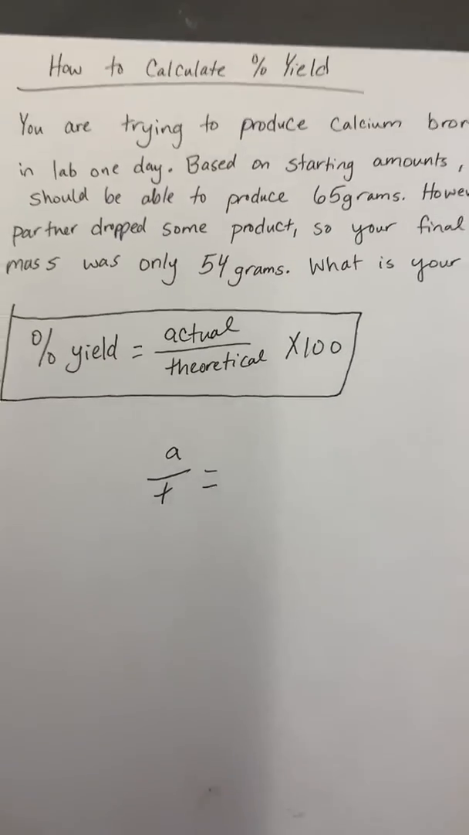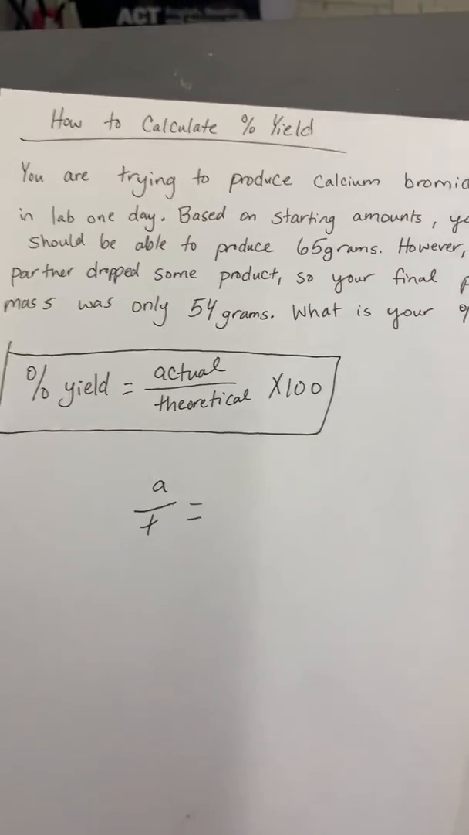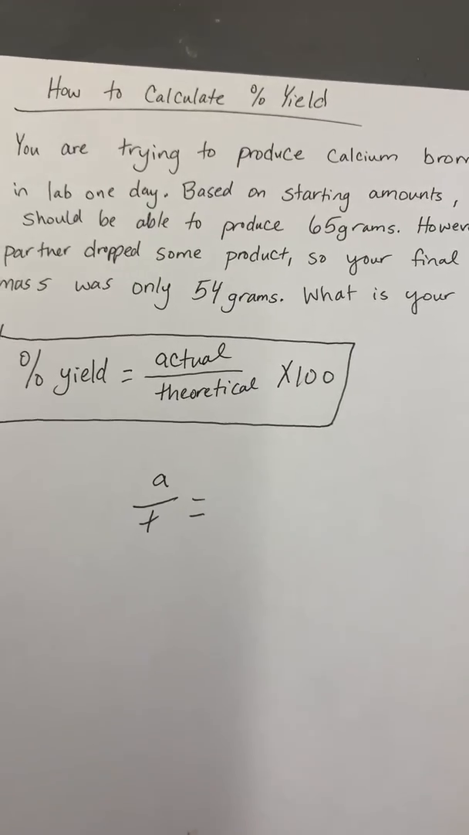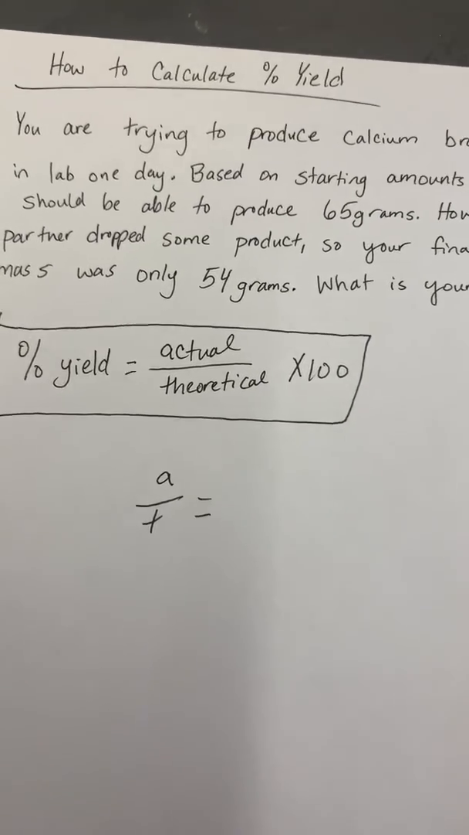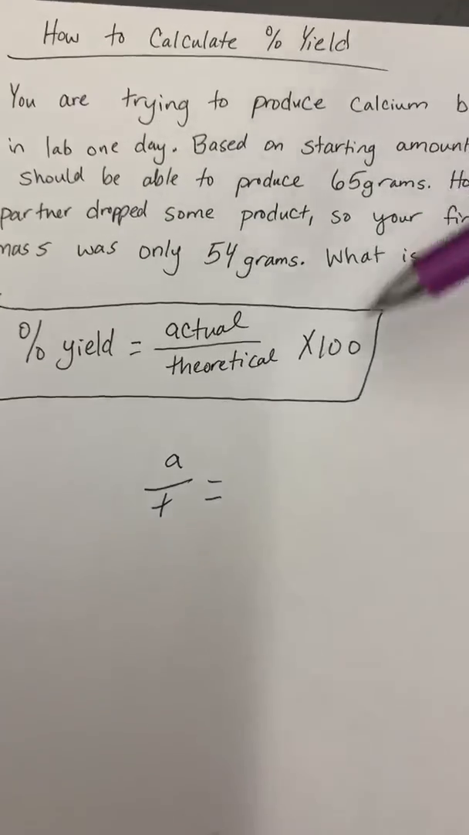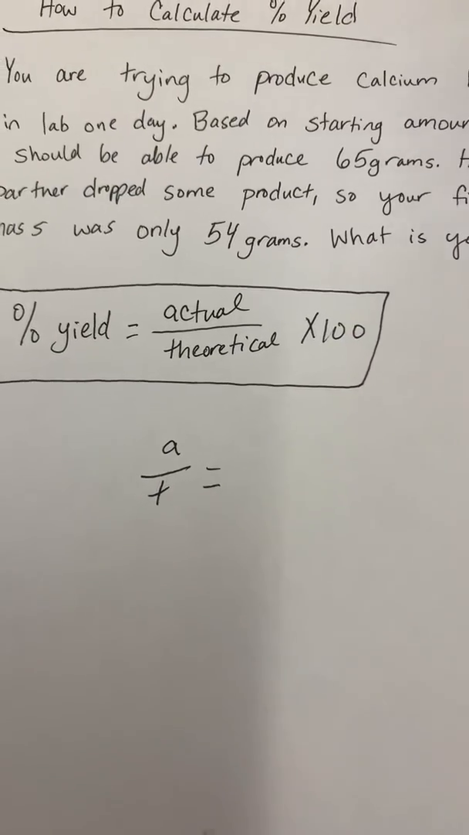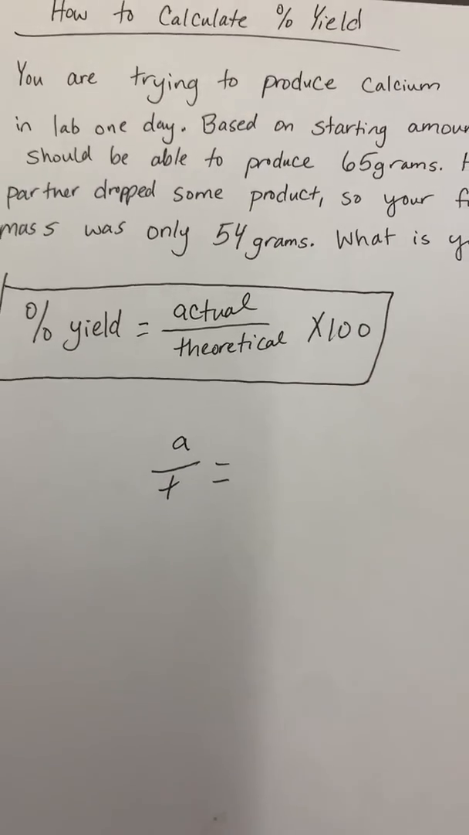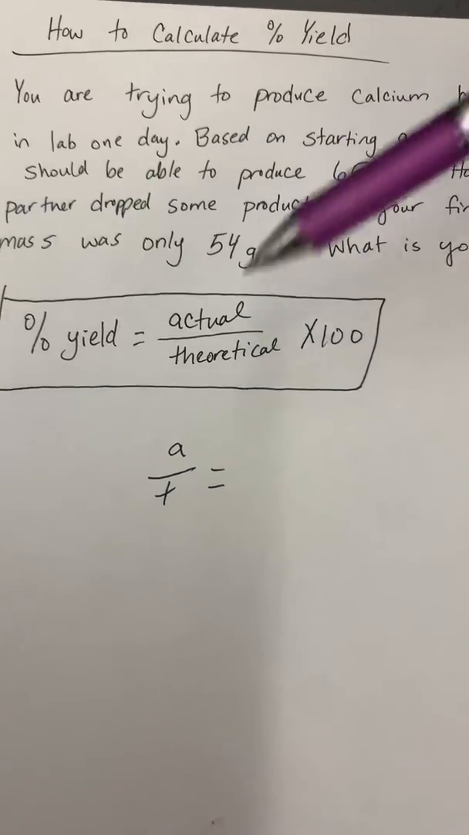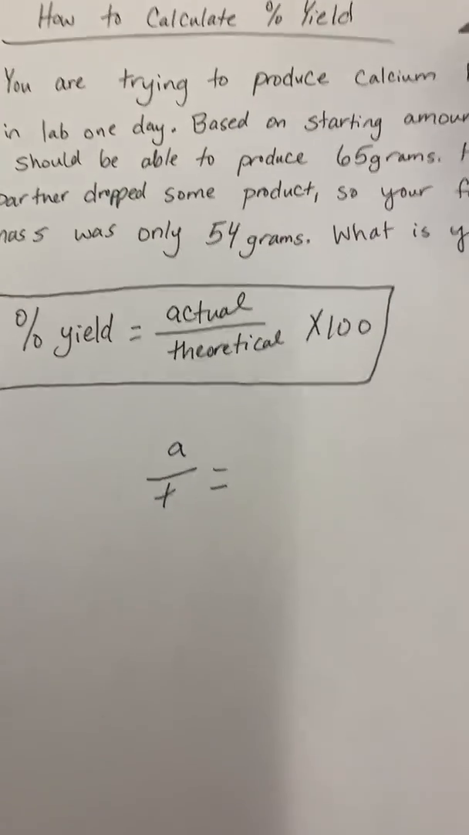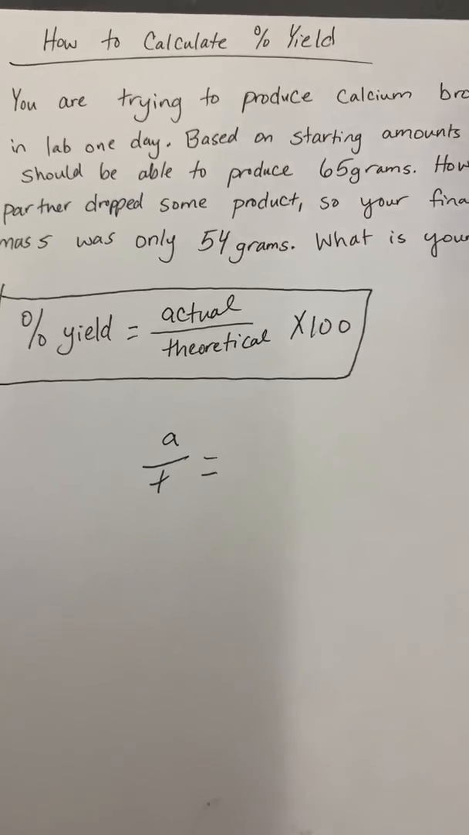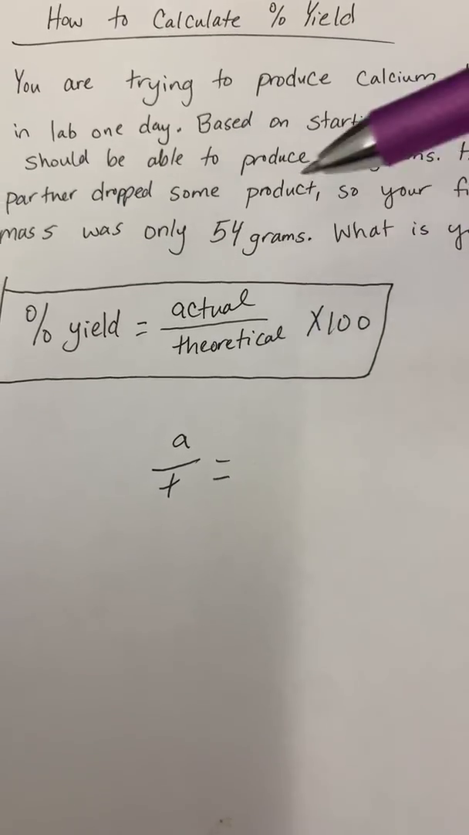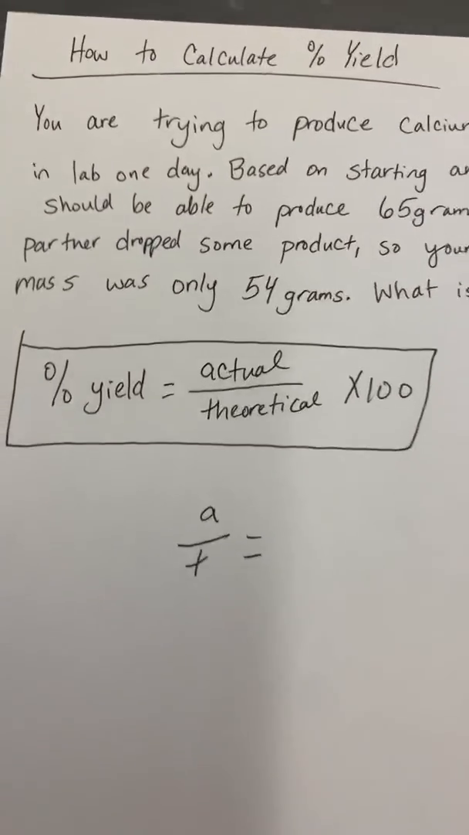So this is going to be kind of a scenario like this question, which I'll read through, where you're in the lab, you're trying to produce a certain amount of something. You're going to have a theoretical yield, which is the maximum amount that you should be able to produce. Then you'll have an actual yield, which is how much that you actually made in real life. And then you'll just figure out which is which, divide them, and then multiply by 100.